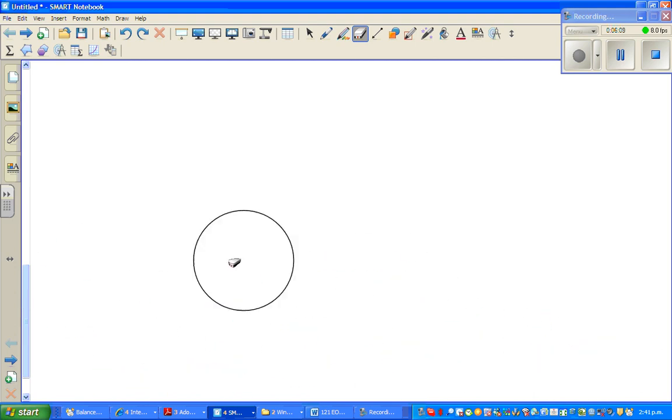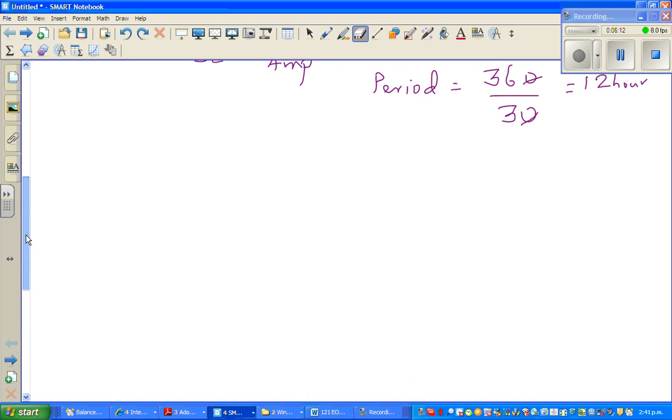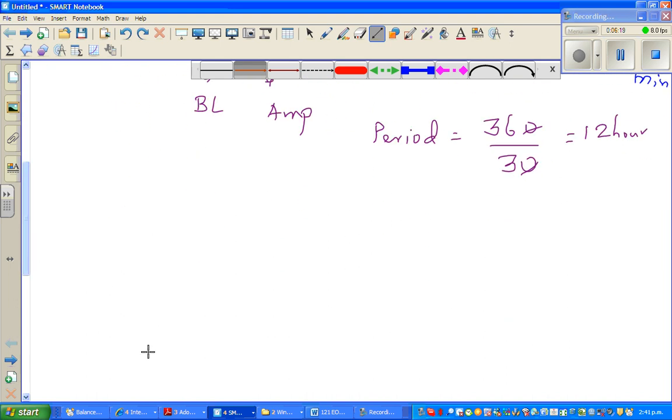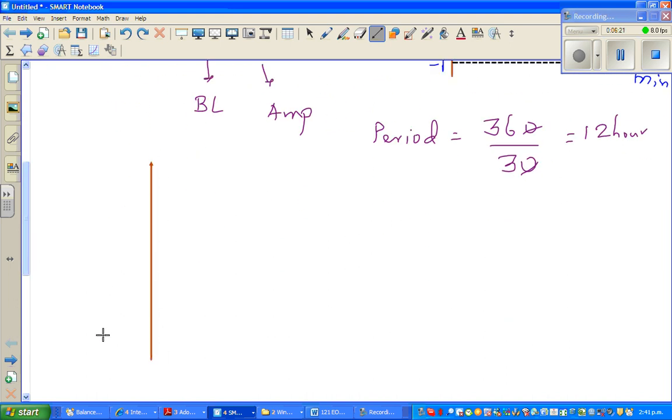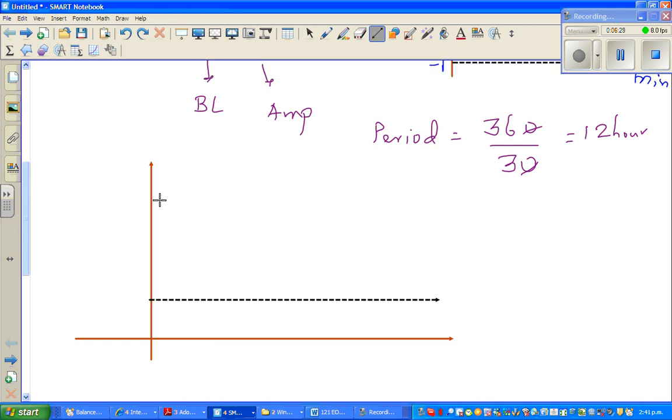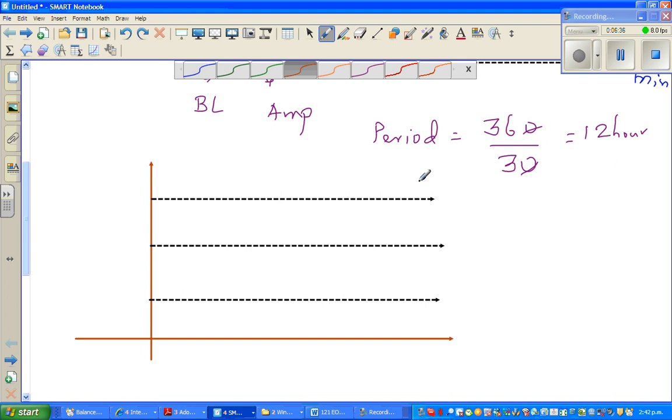I've done the solution, and now I'm making a video on this. So let me draw my x and y axis. This is your y axis and this is your x axis. Now this is not drawn to scale. So this is your minimum and this is your maximum and this is your baseline, just like that. So this is your maximum, this is your baseline, and this is your minimum.